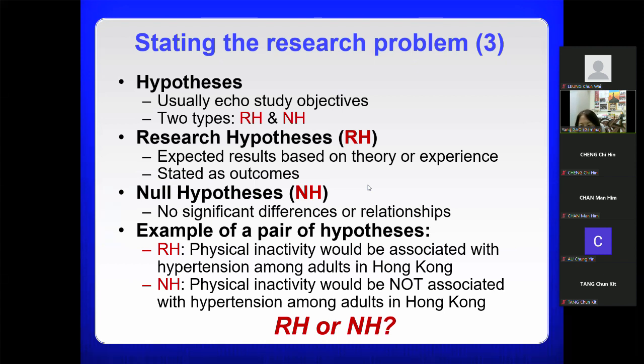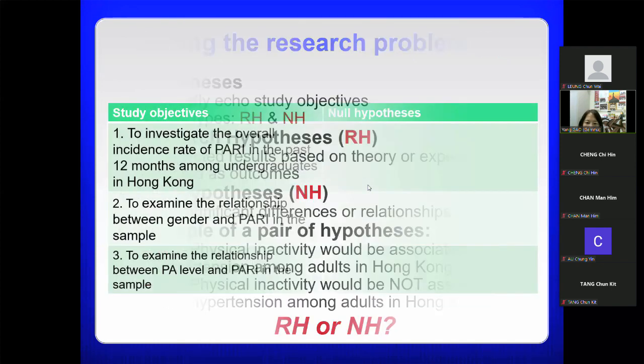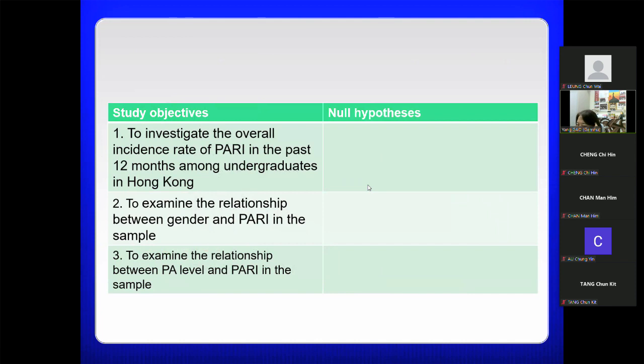And in this course and in the honors project, you are just required to write down the null hypothesis. Write down only one, no need for the pair, only the null hypothesis. Okay, here comes another exercise. You may read the objectives, then write down the null hypothesis.